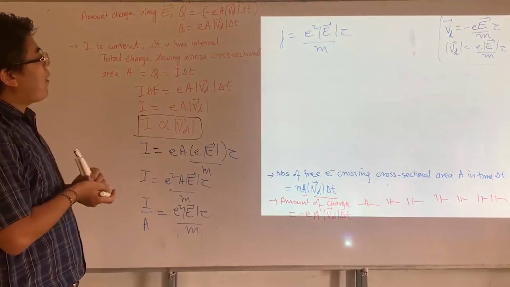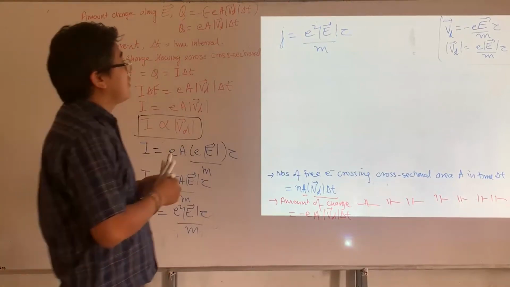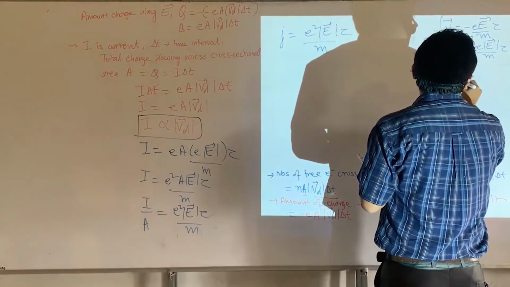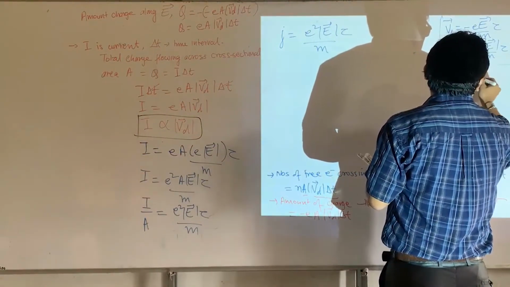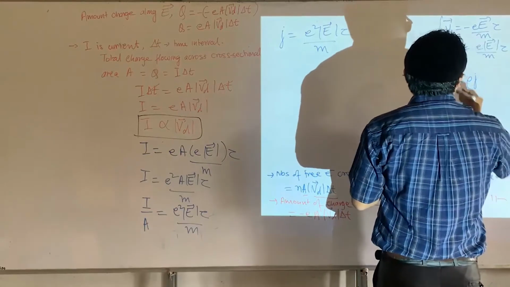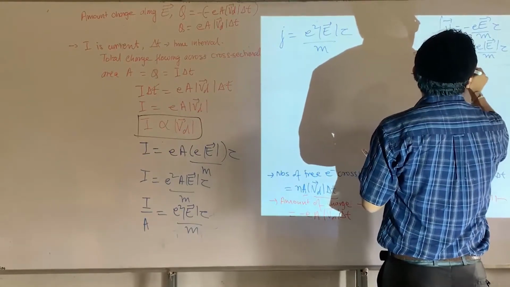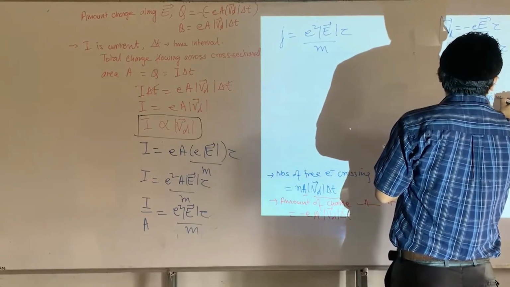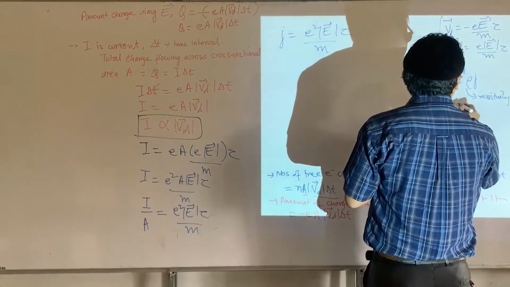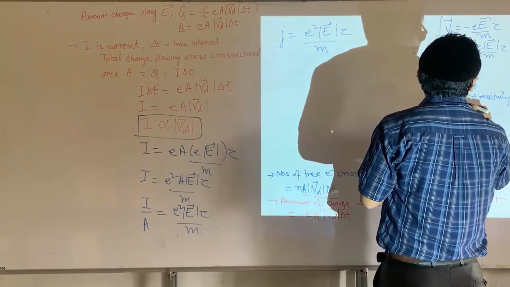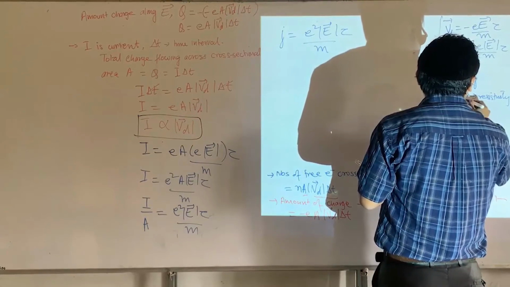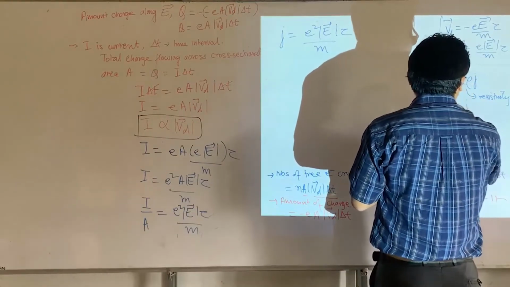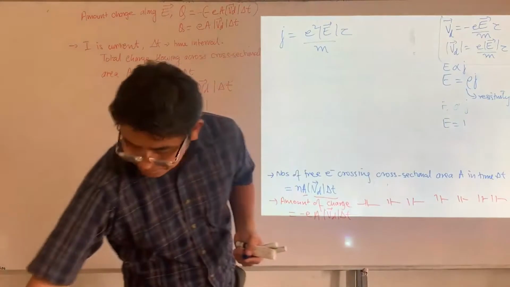Okay. Now I would like to have these relations. We talk about Ohm's law. We say that E is proportional to J, and this is resistivity. And we also say that this is proportional to J. This can be represented like 1 by, we can write like this.